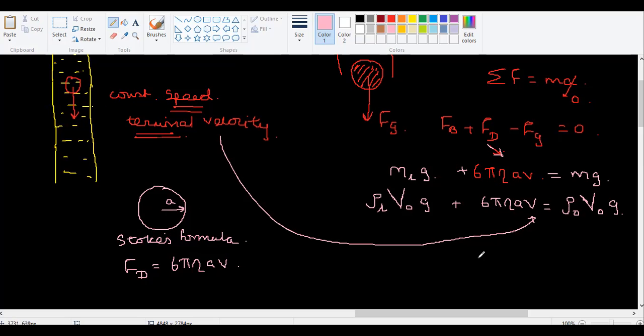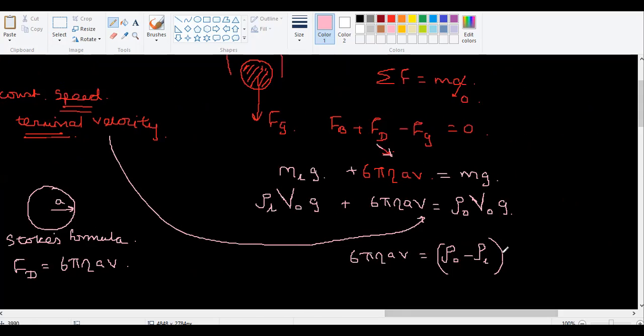So take this on the other side. 6 pi eta AV is equal to, this comes on the side, so it will be rho naught minus rho L into V naught into G. Capital V stands for volume.